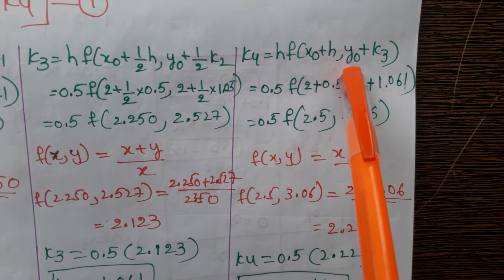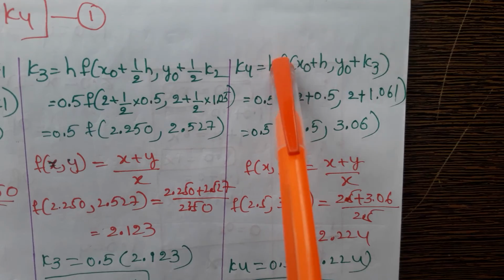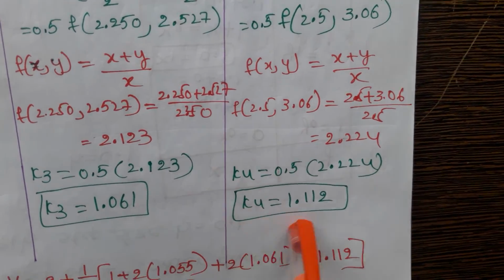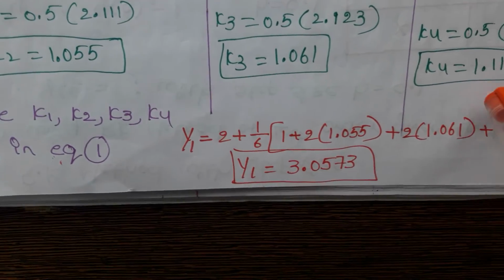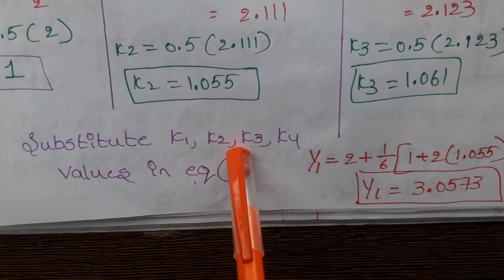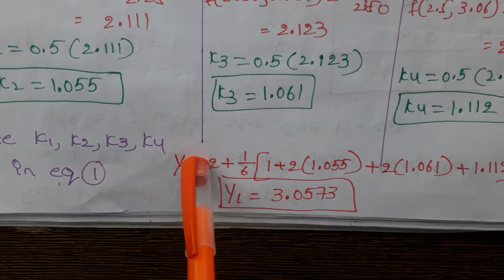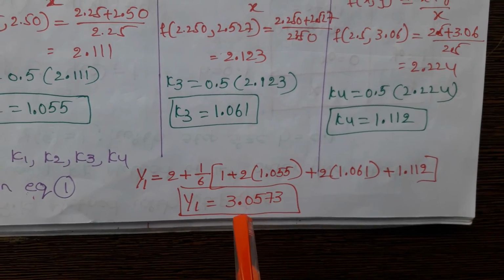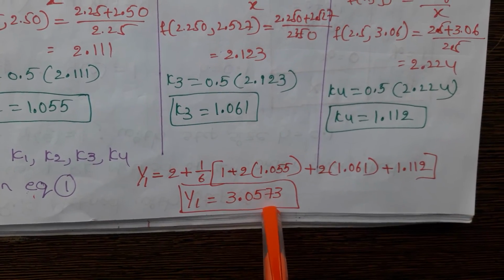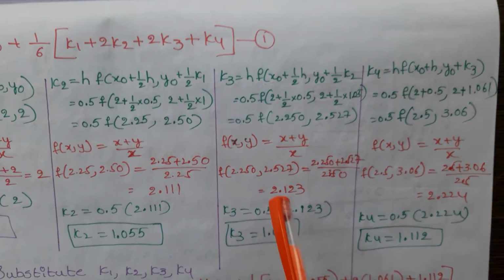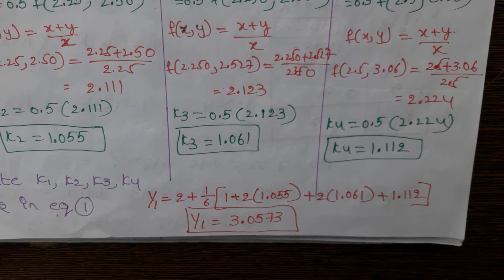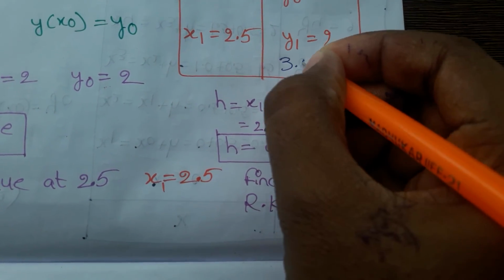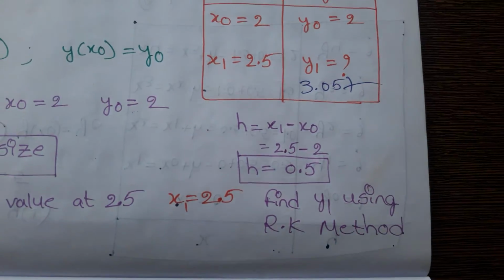We need to find k4 in the same manner. So k4 is h into f of x naught plus h comma y naught plus k3. We substitute x naught, h, y naught, k3 and solve. In this way k4 is 1.112. We need to substitute all the k1, k2, k3, k4 values in equation 1. By substituting all values in this equation, we get y1 is equal to 3.0573. So the y1 value is 3.057. Here we have to write 3.057 as the y1 value.